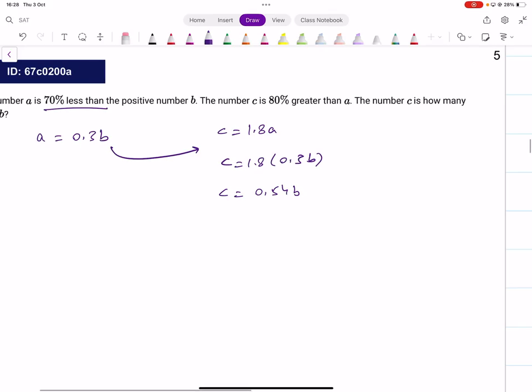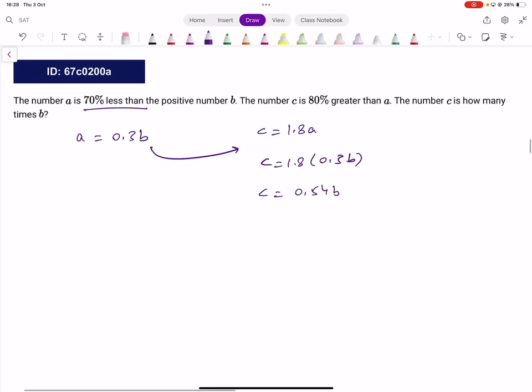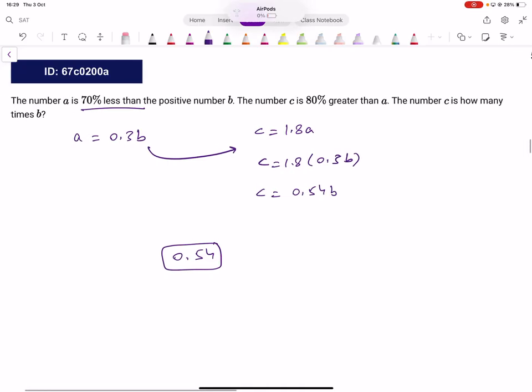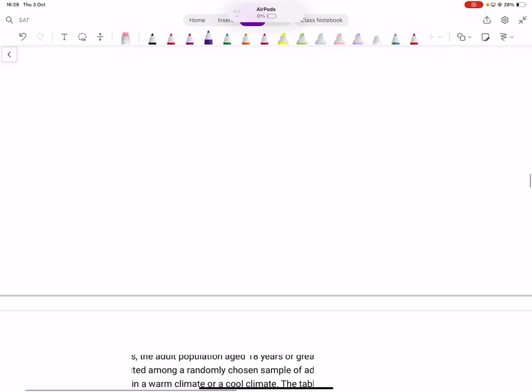0.54B. Now they're asking how many times C is as compared to B? So you'll say 0.54. It's 0.454 times. Okay? No problems? Okay, let's move on. That was question number 5. The next is 7 from this PDF.